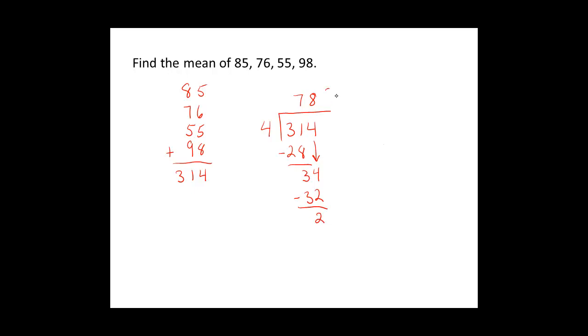The remainder is our numerator, and the denominator is the number that we divided by. Notice we get the fraction 2/4. We can simplify this fraction by dividing the numerator and denominator by 2. So our final answer for the mean is 78 1/2.